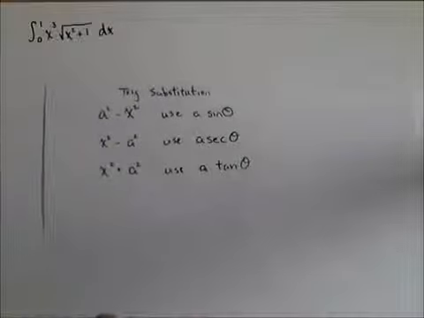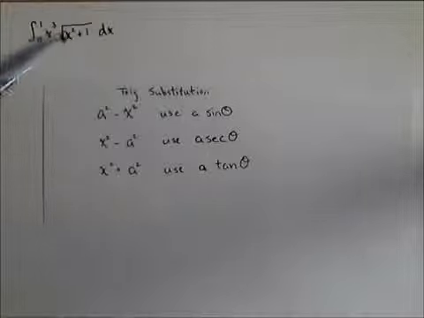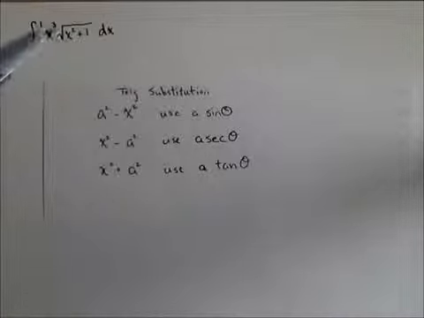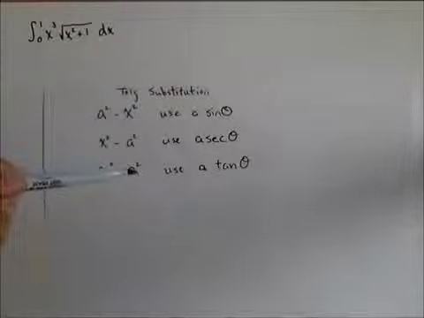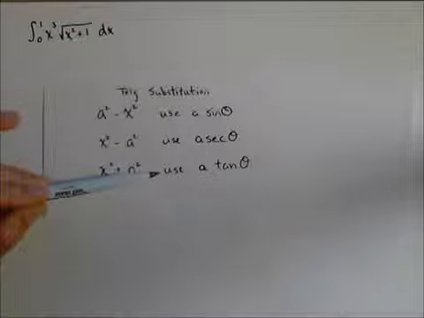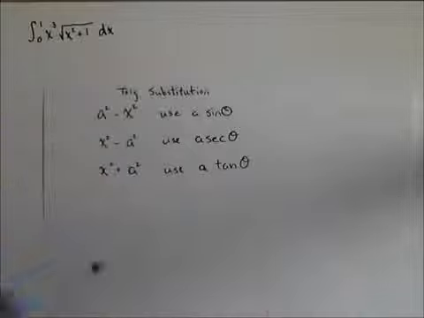We're going to look at doing a definite integral by trig substitution. And what we look at is the form. What causes the trouble in this one is this x squared plus 1 under the radical. U sub is not a possibility, but that x squared plus 1 form is similar to this x squared plus a squared form, which means we'd want to use a tangent theta. So let's see how that works out.